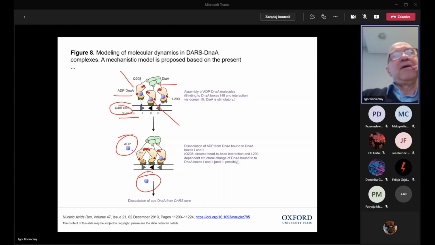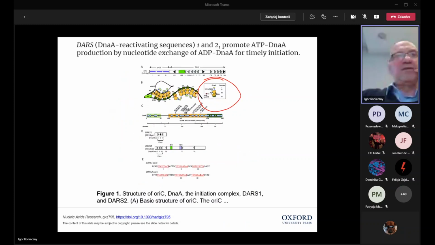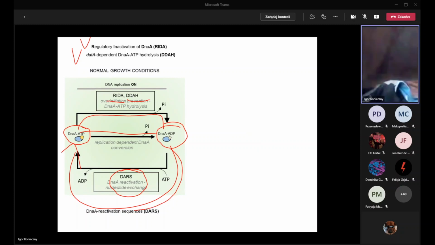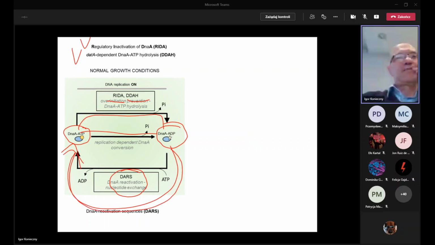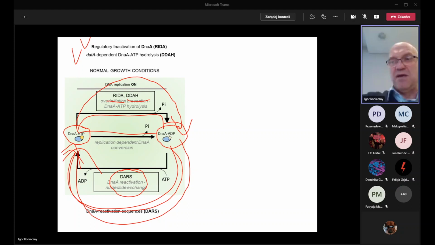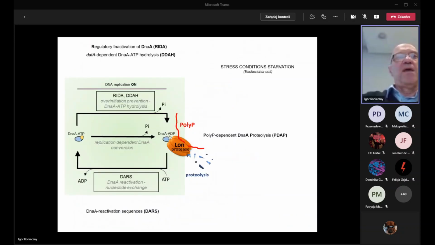and then this apo form is loaded with ATP. Yes, so this is this reaction. Okay, so ADP is released and ATP is loaded. This is just the system which works. So actually it's a cycle which converts the ATP form of DnaA to the ADP form, and then the ADP form to the ATP form, and again and again. And these fluctuations of the ATP and ADP forms of the DNA replication initiator result in inhibition or activation of DNA replication in bacteria.